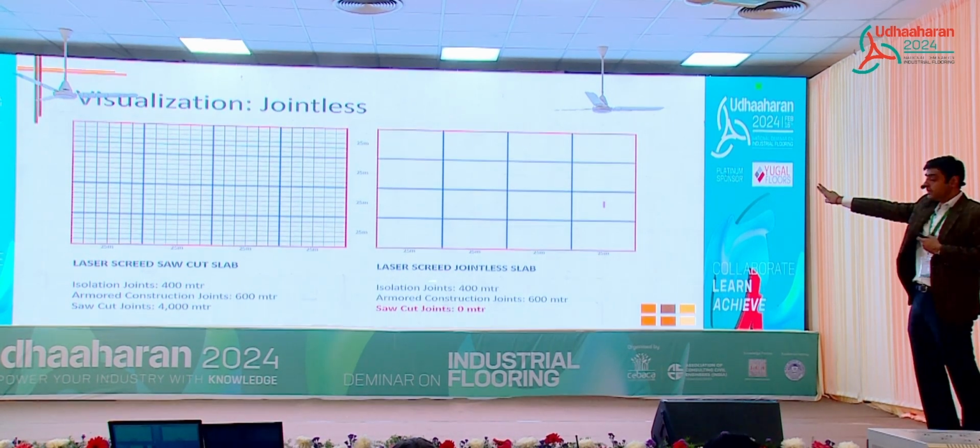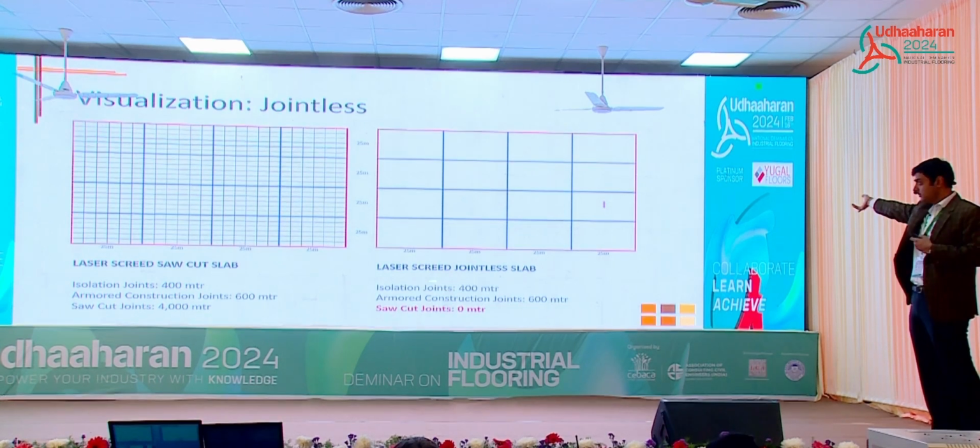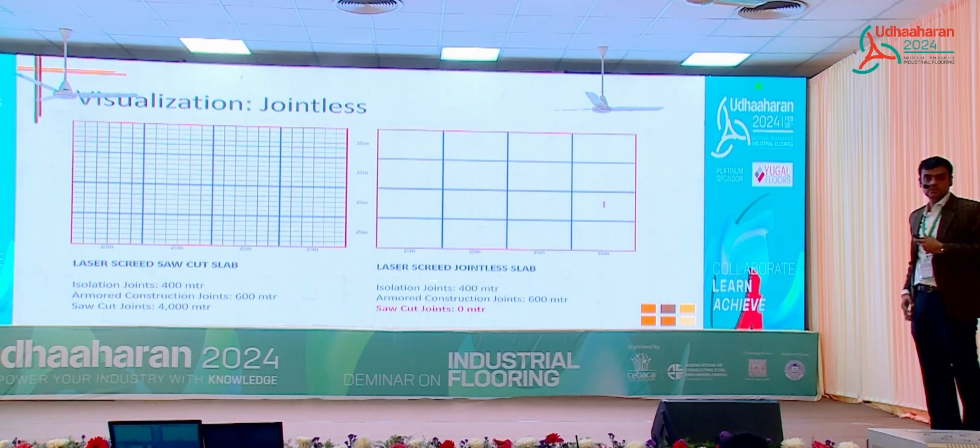And if from jointless, you decide to take a step to seamless, you also do away with these remaining 600 meters of armored joints.